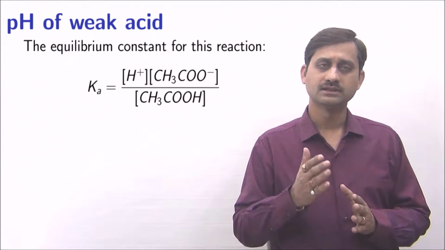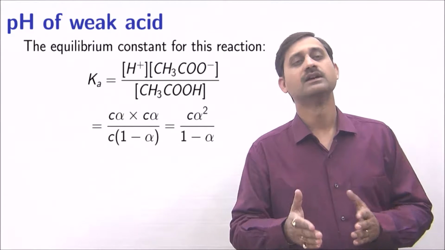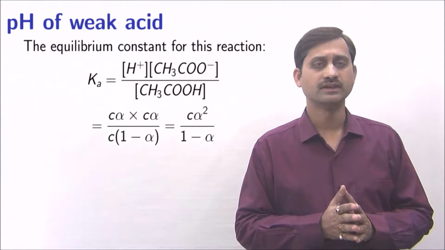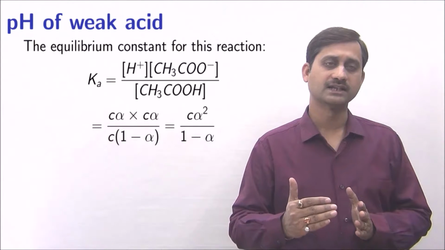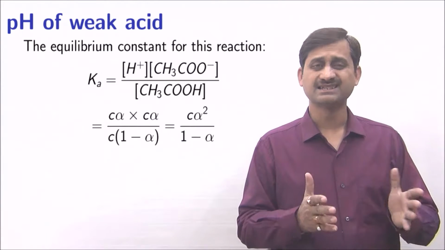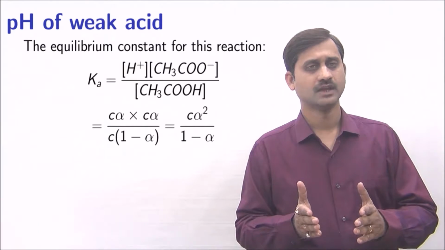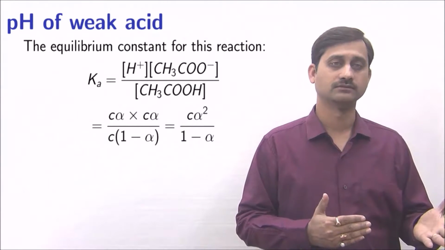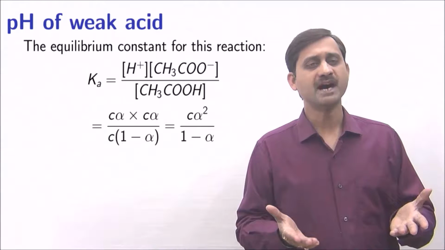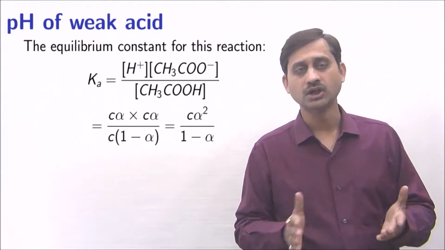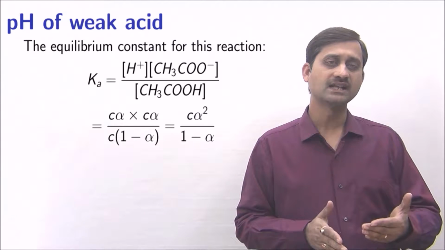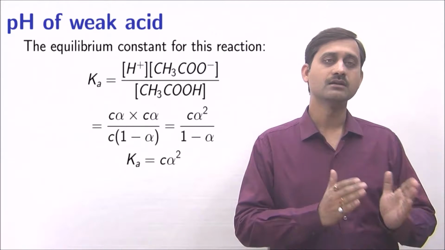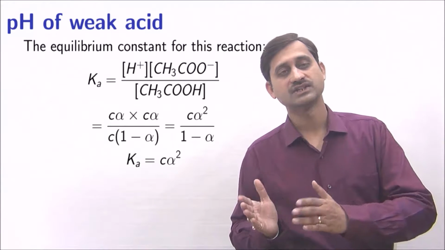That would turn out to be C alpha multiplied by C alpha divided by C(1 minus alpha). C and C cancel out. We get C alpha squared divided by 1 minus alpha. Again, acetic acid is a weak electrolyte. The dissociation is much smaller, that is, alpha is much smaller than 1. Hence, in comparison to 1, alpha is not required. So 1 minus alpha in the denominator simply becomes equal to 1. So here, Ka becomes equal to C alpha squared.